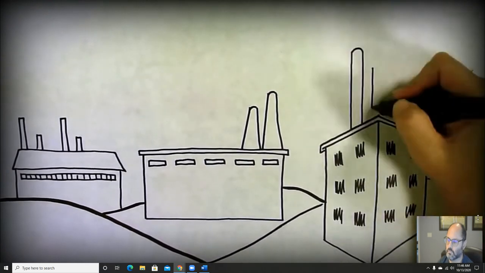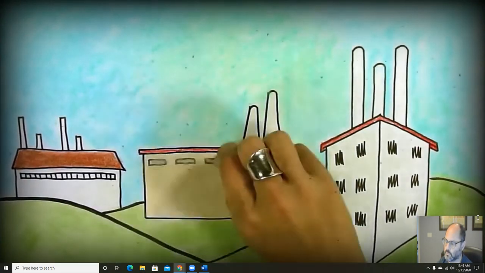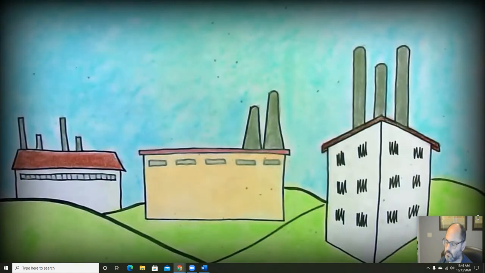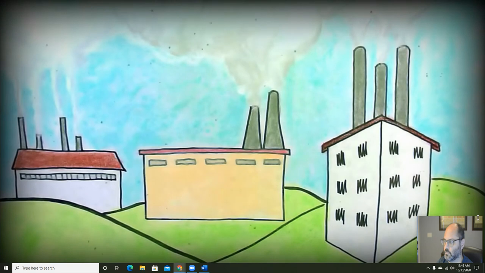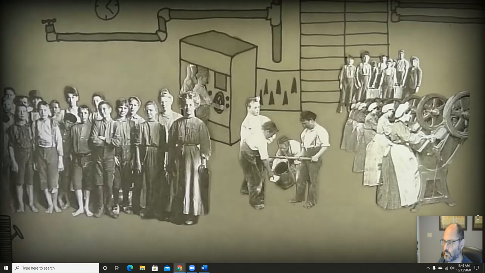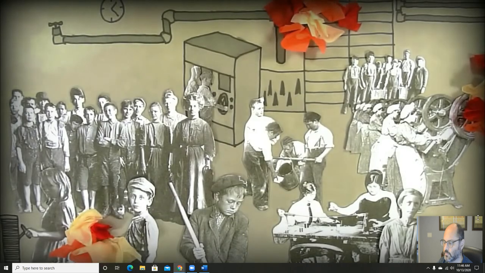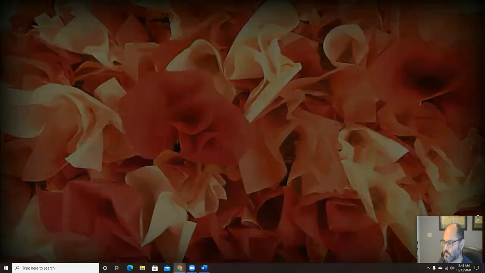History has proven that inventions can be double-edged swords. They often carry unintended consequences. The factories of the Industrial Revolution spurred innovation and an economic boom in America. But they also depended on child labor and led to tragedies like the Triangle Shirtwaist Fire that killed more than 100 women in 1911.